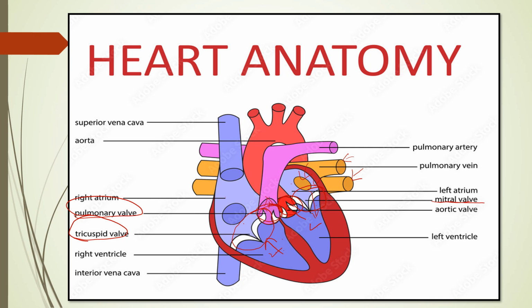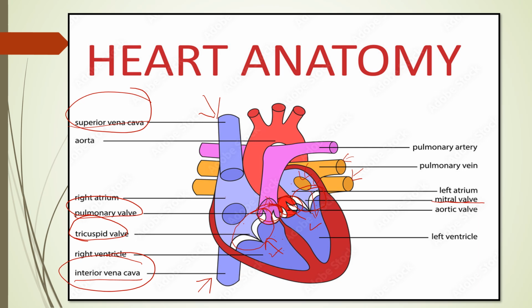Now here, superior vena cava and inferior vena cava are the 2 veins which are bringing deoxygenated blood to the heart. Superior vena cava is bringing it from the upper part of the body, and inferior vena cava is bringing it from the lower part of the body. So this is how the deoxygenated blood comes into the heart.